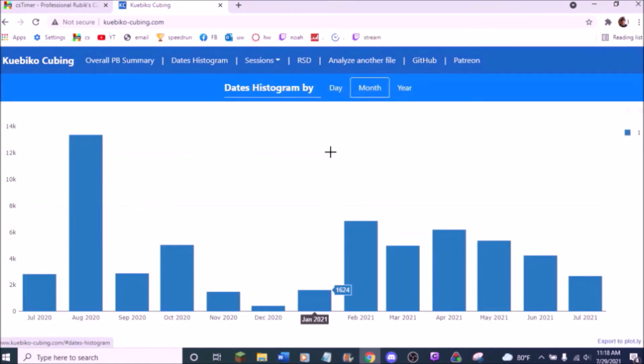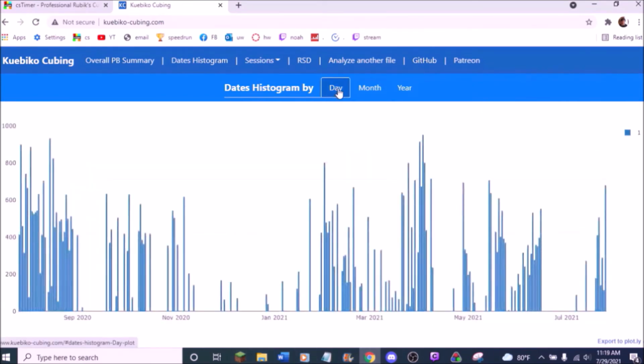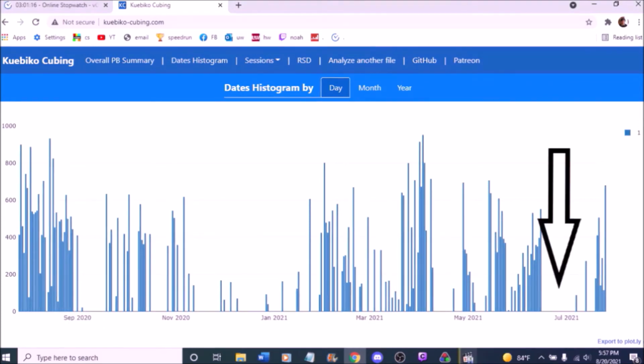Finally, we have this dates histogram. This shows how many solves you did per day, month, or year. Looking at the days, we can see when I took breaks from cubing. It looks like the longest break I took was from June 15th to July 7th.